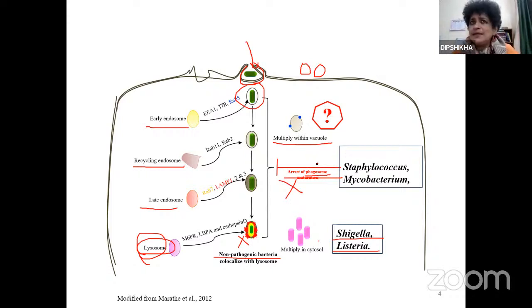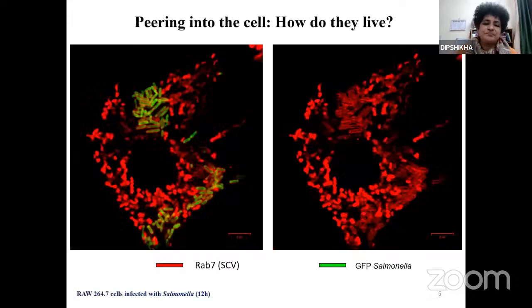So it is completely perturbing the immune system. It is that intelligent that it can stay within the vacuole with an acidic pH of roughly around 5.2 and multiply. The question is how? And this is where we need to know if we want to successfully have an intervention strategy. So what is it that Salmonella is doing?